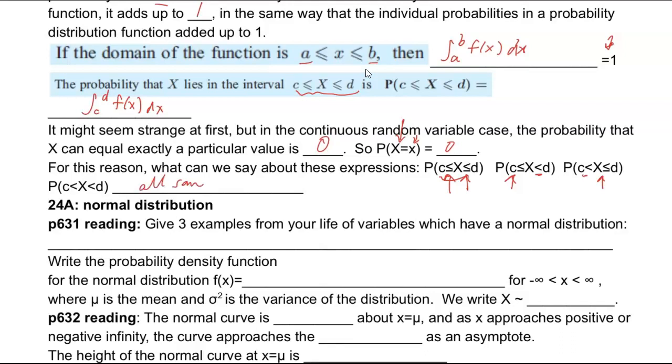Because remember, the probability that it's exactly c or exactly d is 0. So if you include c and d in the interval, it doesn't make it any bigger than when you have c and d not included in the interval. So all these expressions are equivalent for a probability density function.